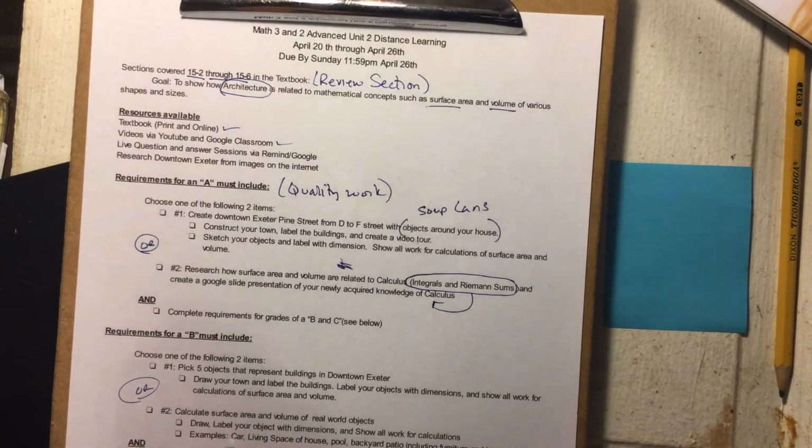And then, this is an or, you can choose to pick a surface area and volume of real world objects. Draw and label your object with dimensions and show all work for calculations. Examples are like a car. Do the volume of the car, and you would cut it into chunks: do the front of the car, then the middle of the car, then the back of the car, and then you do the wheels separately. So you would make it in chunks and do the surface area and volume.